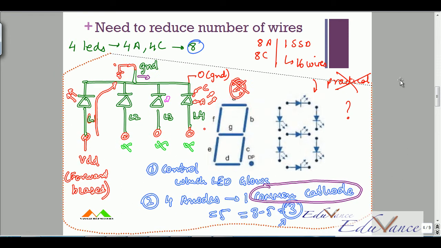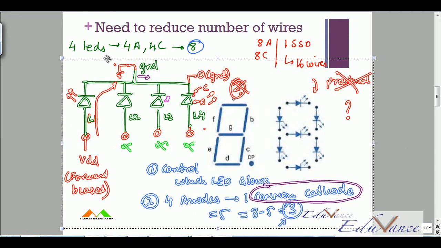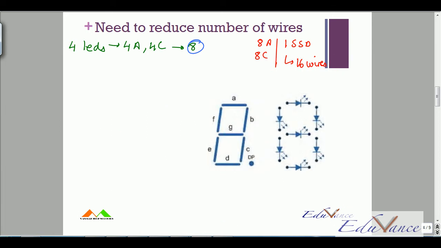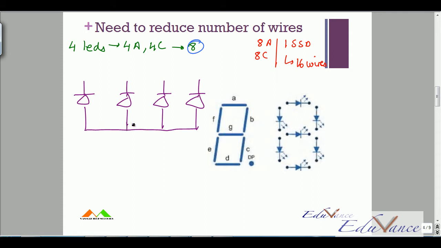That said, let us understand what would happen if I would have something called a common anode. In a common anode configuration, I would connect all my anodes, I would short them together and connect them to VDD and keep my cathodes open, such that only when I give a 0 here at this terminal would this LED glow.